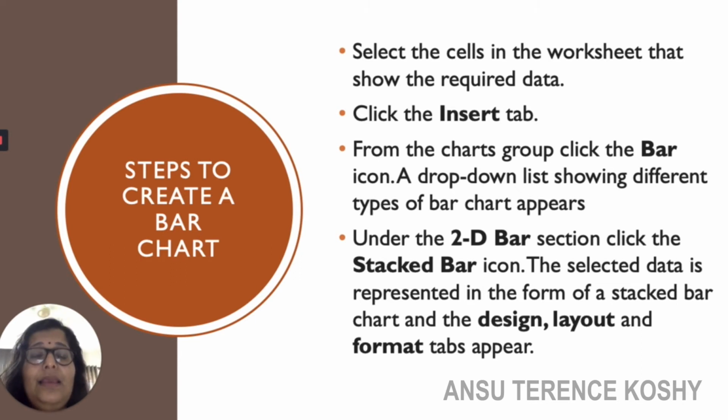You have to click the bar icon. A drop down list comes. From that you have to select the 2D bar section. In that there is a stacked bar icon. Click on the stacked bar icon. The data will be represented in the form of a stacked bar chart.